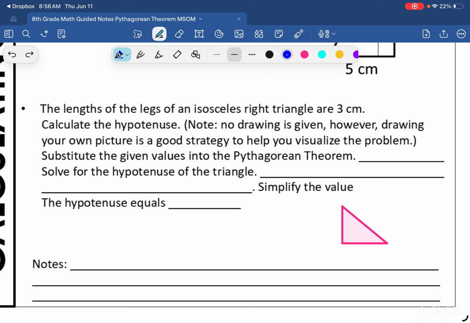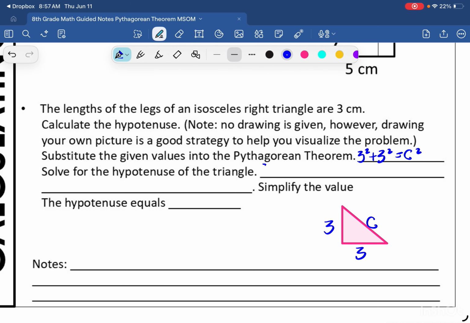And I'm going to label them. I know the leg lengths here are 3, and I'm trying to figure out the length of the hypotenuse, side C. Substitute the given values into the Pythagorean theorem. So that's A squared plus B squared equals C squared. So 3 squared plus 3 squared equals C squared. Solve for the hypotenuse of the triangle.